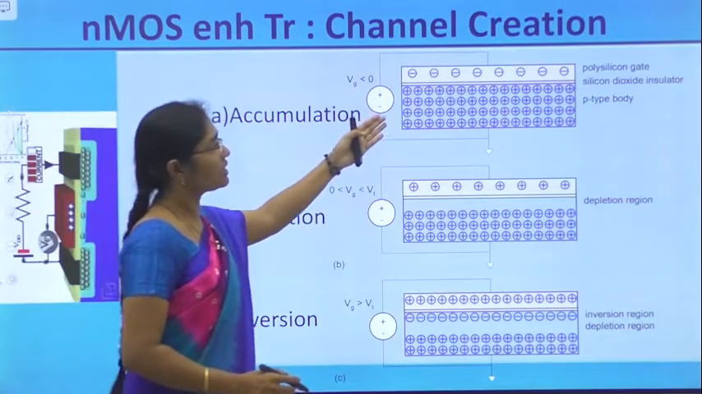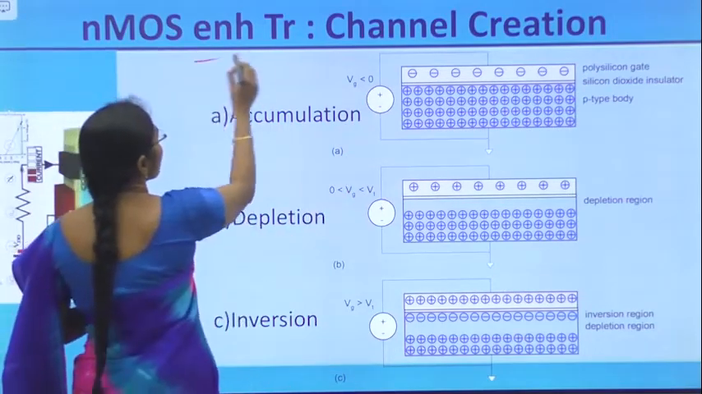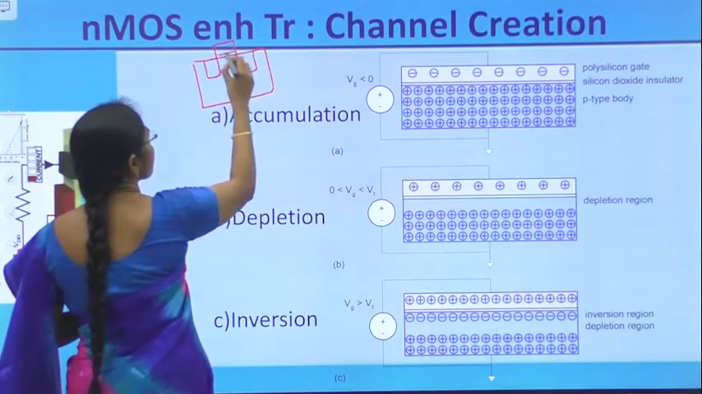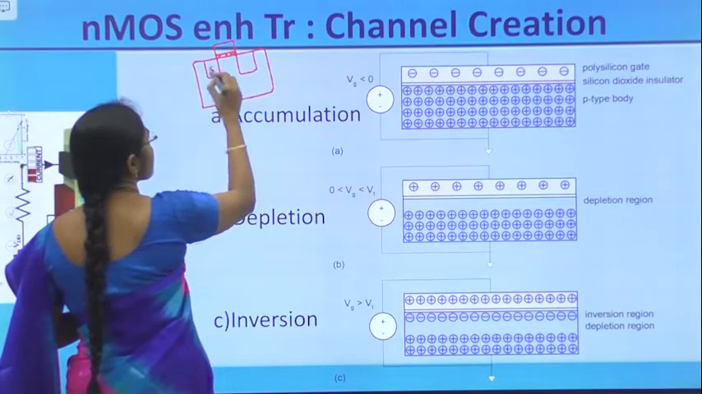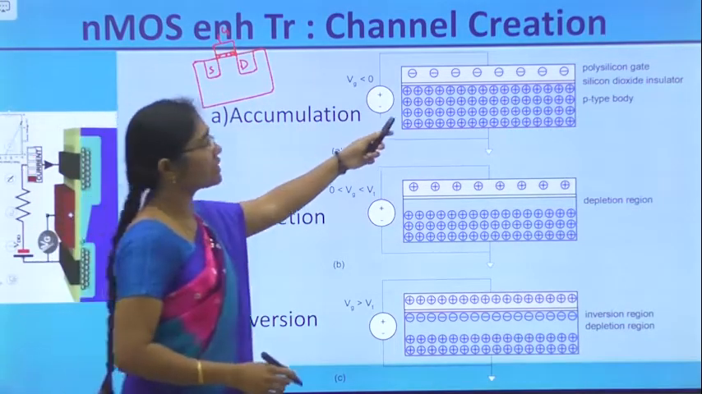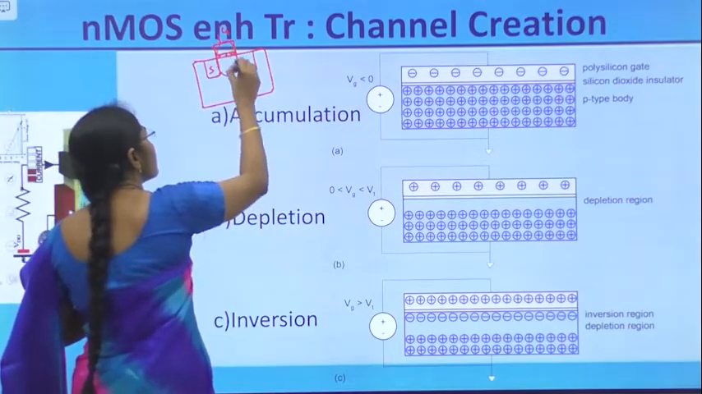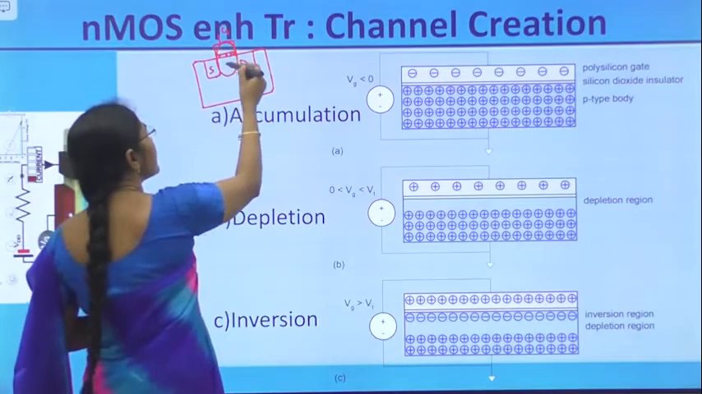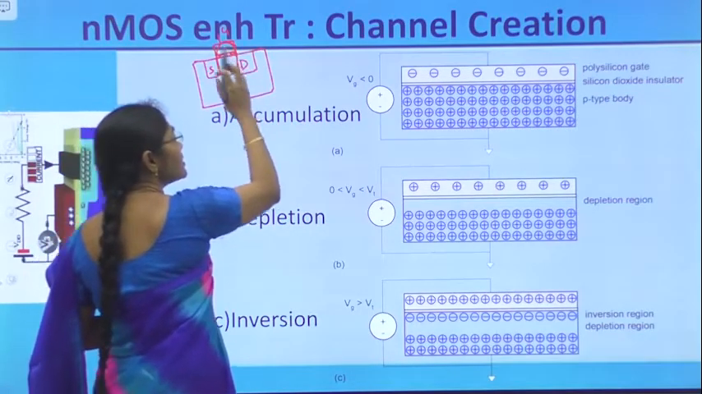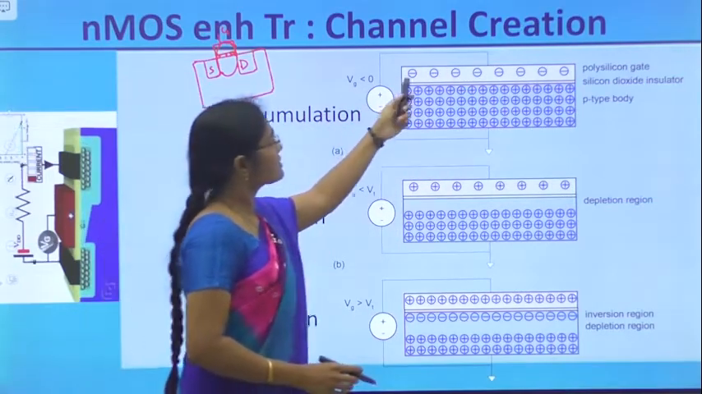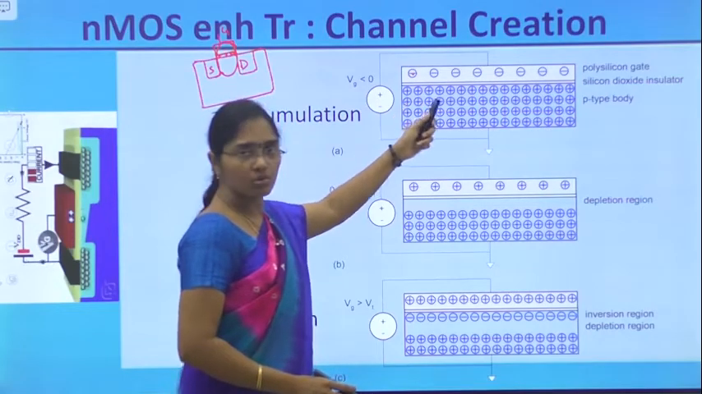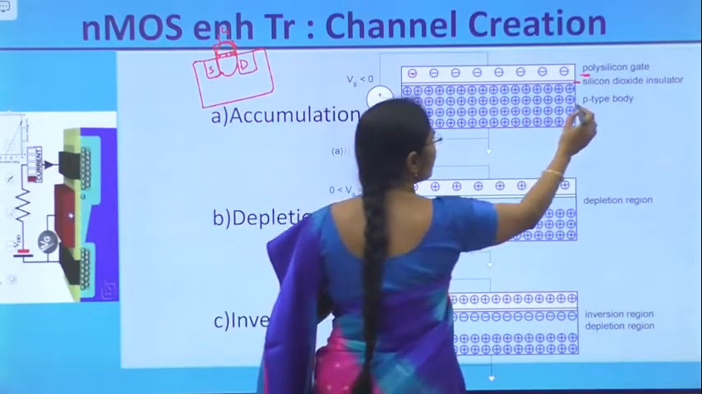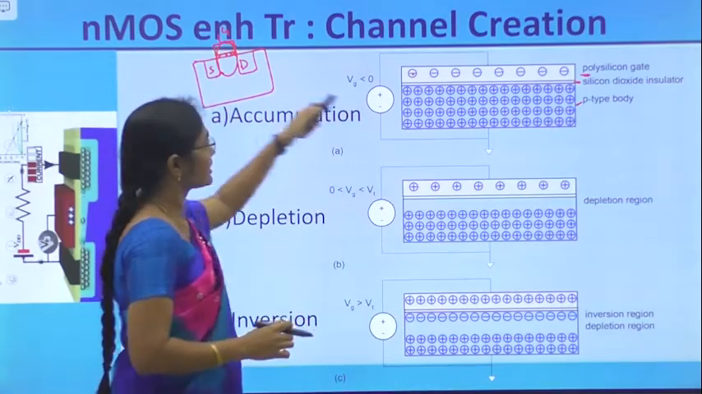Accumulation region. Here the gate structure between source and drain is drawn separately. This is our actual MOS structure representation, with the source, drain and gate. In this figure, just the middle part is represented, because the channel is created between the source and drain under the gate region. So the area under the gate region, including the gate oxide, is redrawn here. This is the metal gate, this is the SiO2, and then the substrate part: polysilicon gate, silicon dioxide, and then p-type substrate. Just this part is extracted and represented here.